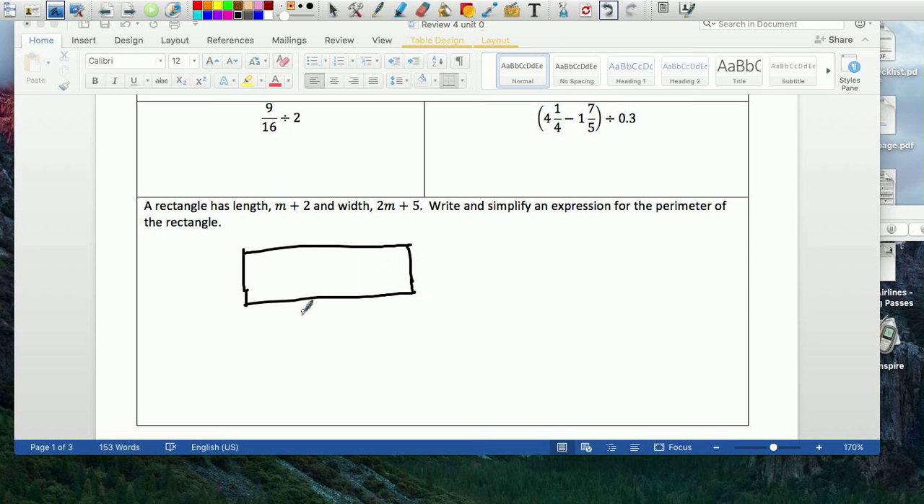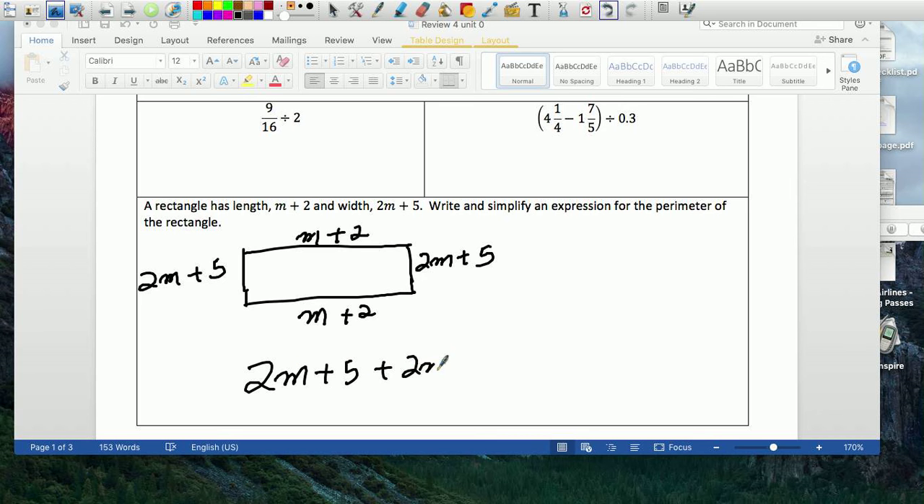And the length is m plus 2. This is m plus 2, which means this side is also m plus 2. The width is 2m plus 5, and this is 2m plus 5. Now we're going to add all these, right? We call it combining like terms. So we can write it out: 2m plus 5 plus 2m plus 5 plus m plus 2 plus m plus 2.